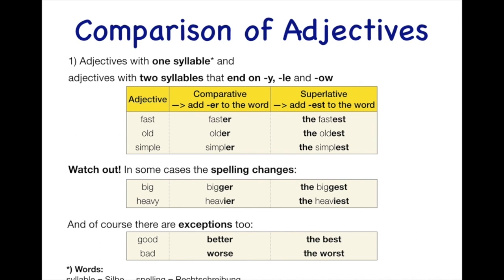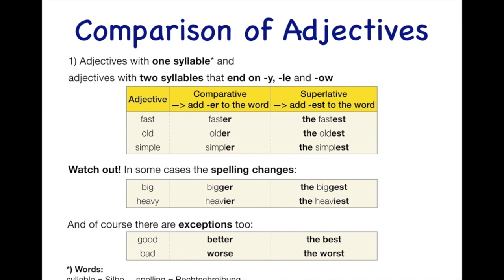Selbes bei old, alt. Old, older, the oldest. Alt, älter, am ältesten. Wichtig ist, dass sich manchmal die Rechtschreibung ändern kann. Ja, das muss man sich merken und lernen. Zum Beispiel beim Wort big, also groß, wird zwar auch bigger und the biggest, aber da kommt noch so ein zweites G dazu. Oder bei heavy, schwer, wird heavier and the heaviest und das Y wird zu einem I. Das ist wichtig, dass man das immer gleich mitlernt, damit man es dann richtig schreiben kann, wenn man es verwendet.